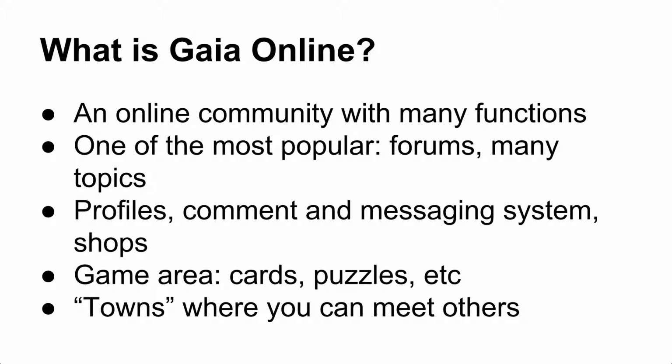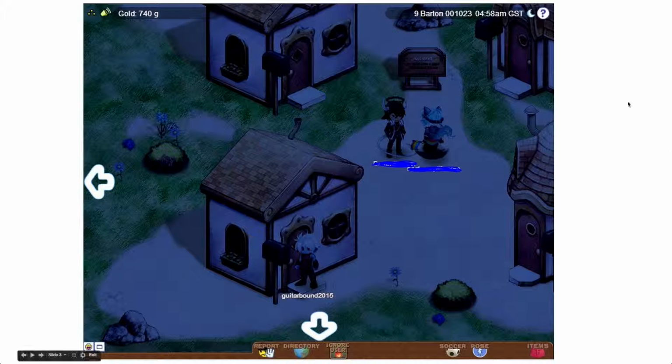Gaia also has user profiles, so sort of reminiscent of Facebook or MySpace, where you can comment on a user's profile. They also have a messaging system for private messages as well as shops. There's a game area where you can play cards, puzzles, things like that. And one of the most interesting features is that it has towns where you can sort of meet and mingle with people. So this is what a town looks like.